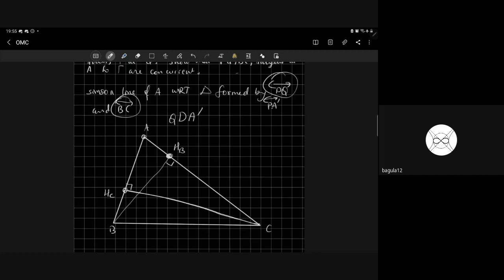Call the feet of altitude HB and HC, and call the midpoints MB and MC. So let's call X the intersection of MBMC and HBHC. Okay, and this is the orthocenter H. So what I want you to show is that AX is perpendicular to the Euler line.